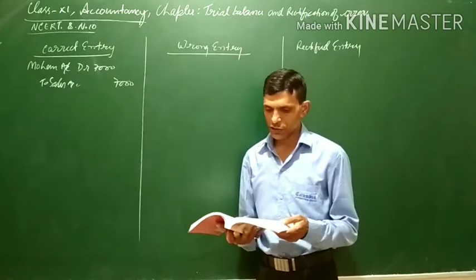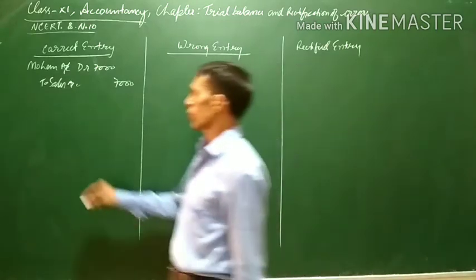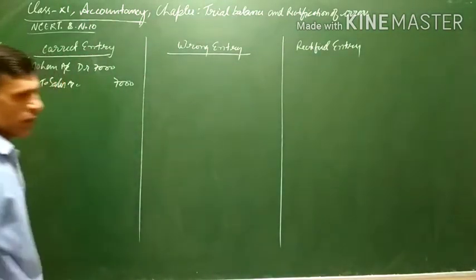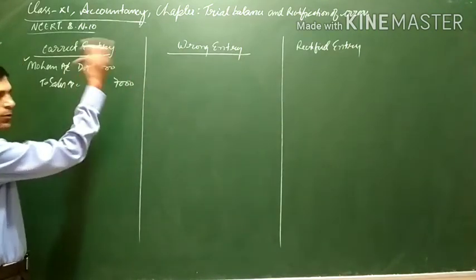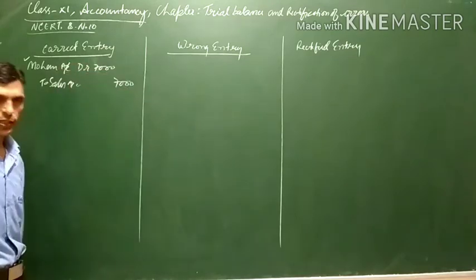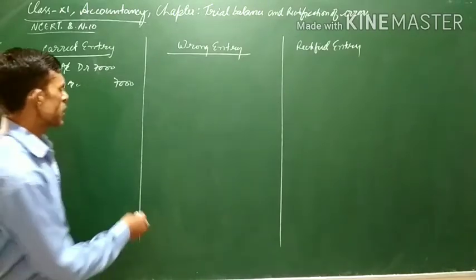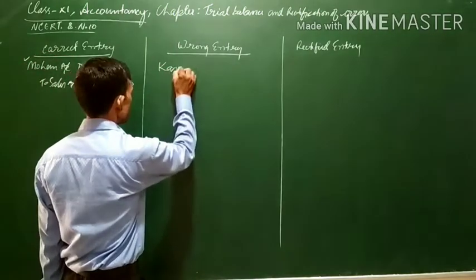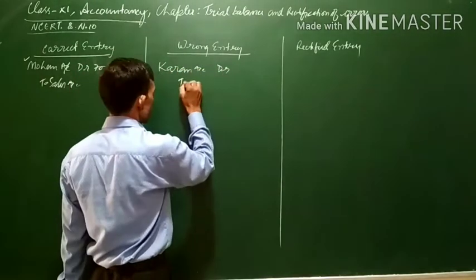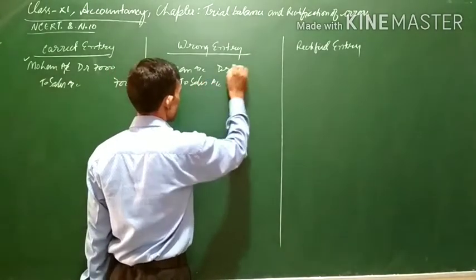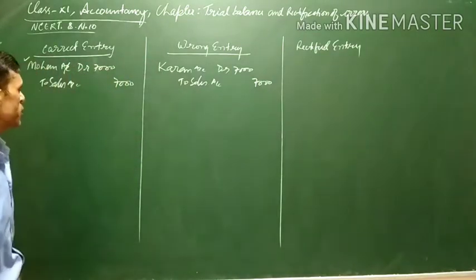Next, it is written that it has been posted to current account. Means instead of Mohan, it has been posted to current account, because these entries are posted, Mohan's will be posted in Mohan account and this sales will be posted in the sales account. But instead of Mohan, it has been posted to current account. So the wrong entry is current account debit to sales account 7,000.